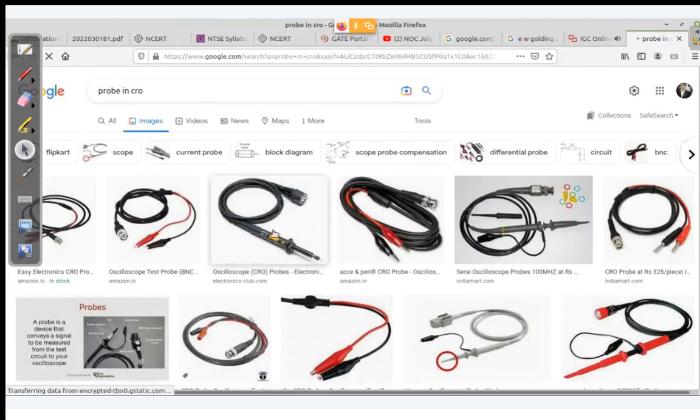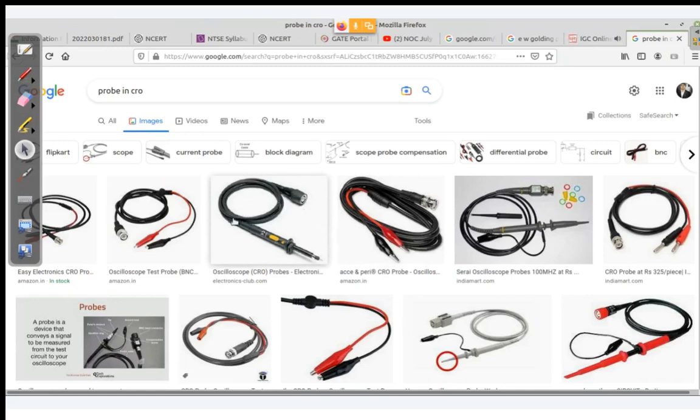See, basically this is your probe. This is the cable, these are the probes. This is also a probe. So these are basically the probes of the CRO. Now this has some resistance and capacitance which we are going to deal with later on. Probe capacitance, probe resistance, all those things we are going to see.